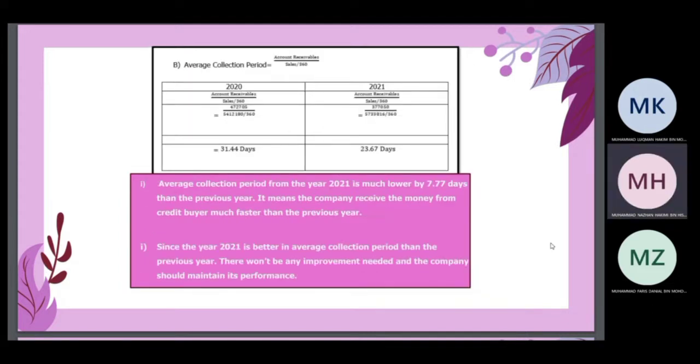And for average collection period, for the year 2020 it is 31.44 days, while 2021 is 23.67 days. So the average collection period in 2021 is lower by 7.77 days than the previous year. It means the company received the money from credit buyers much faster than the previous year. Since the year 2021 is better in average collection period than the previous year, there won't be any improvement needed and the company should maintain its performance.